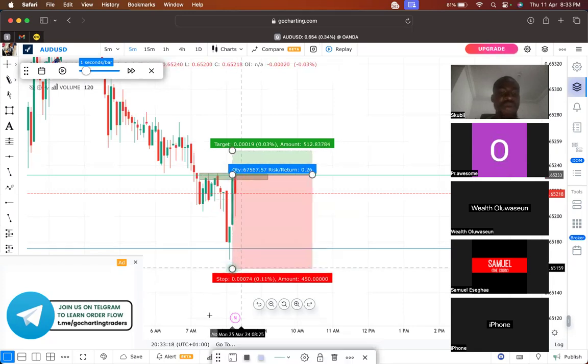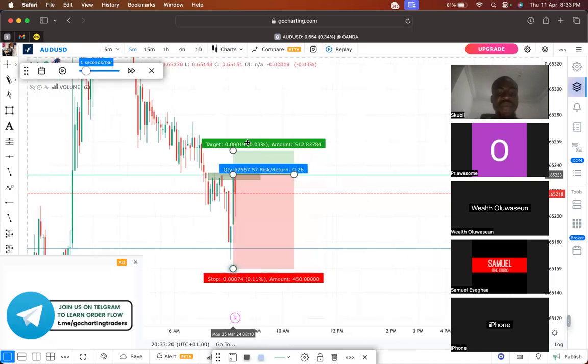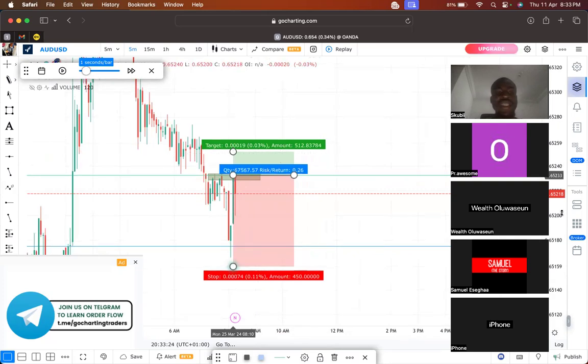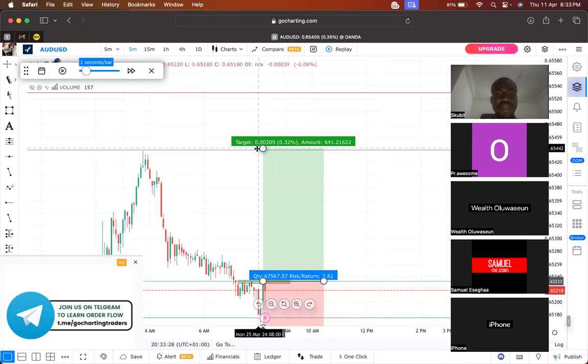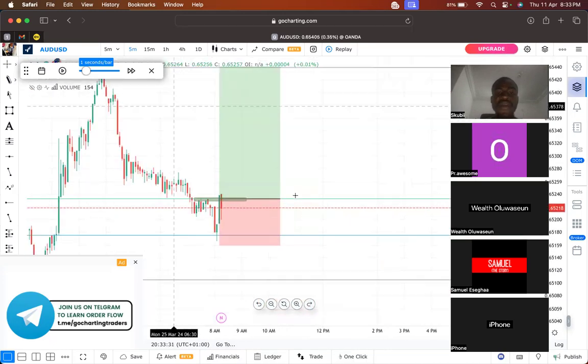Stop loss a few pips below the move where the move actually started to the upside. Then we're targeting the 1 hour highs. 1 hour highs up here. Do you understand? I don't know if you guys are getting this thing.